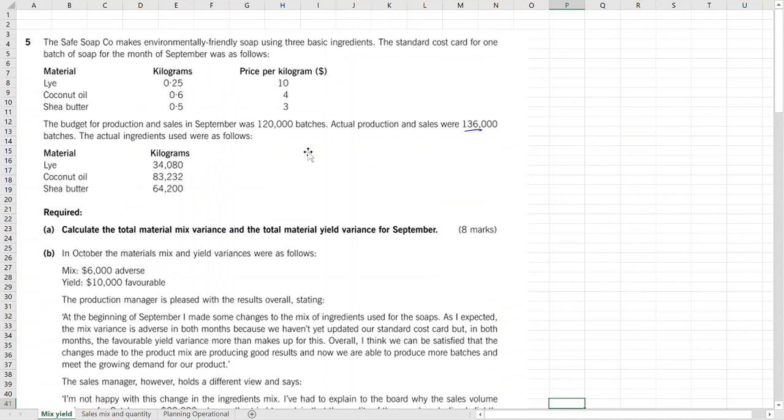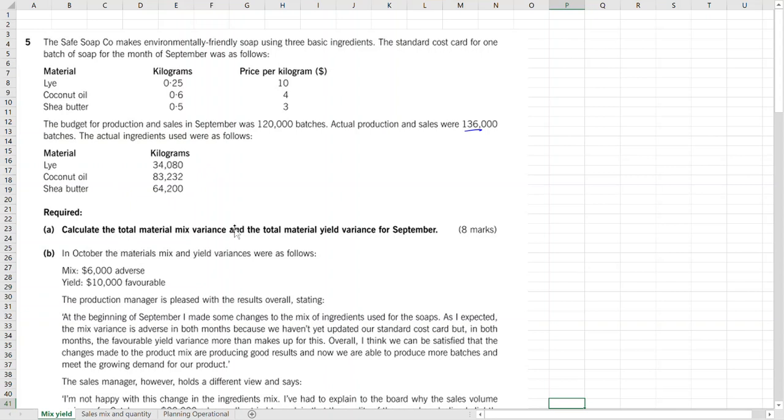The Safe Soap Co. makes environmentally friendly soap using 3 basic ingredients. The standard cost card for one batch of soap for the month of September was as follows. We have the materials: lye, coconut oil and shea butter, with the quantity used and the price per kg. The budget for production and sales in September was 120,000 batches. Actual production and sales were 136,000 batches. The actual ingredients used were as follows. So this is the actual quantity that we used.